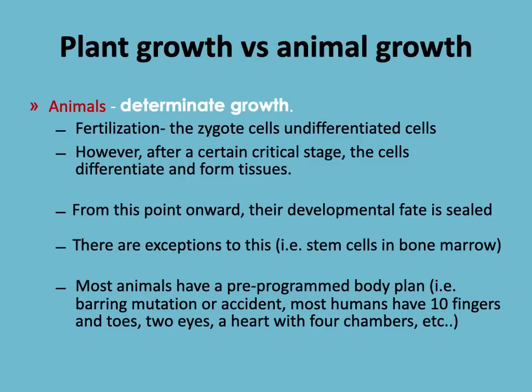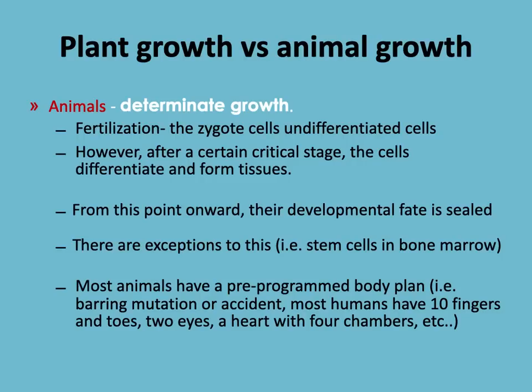So what are the differences between plant growth and animal growth? The key difference lies in determinate cell growth. In animals, after fertilization occurs, the zygote cell will start to divide undifferentiated. However, after a certain critical stage, the cells differentiate and form tissue. From this point onward, the development of the cell is sealed.